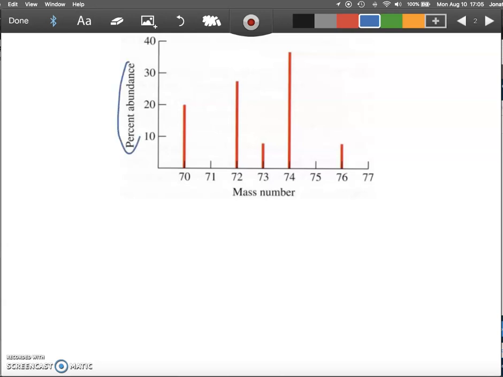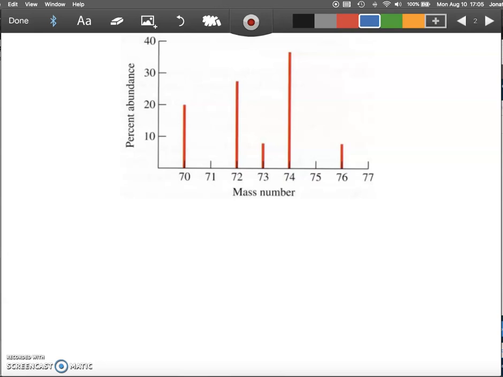Along the y-axis here is the percent abundance, so how much of that isotope is in this sample, okay? Now this is the tricky part, because we don't have the scales right here to help us count where these red lines are stopping, so we're going to have to make some estimates as to what the percent abundance for each one of these isotopes is, and then we'll use that to help calculate the atomic mass and then eventually identify what this element is.